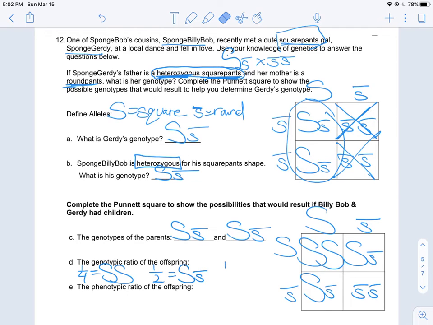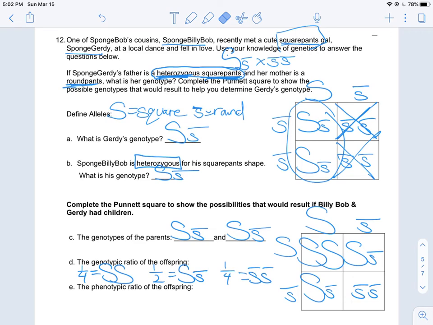And then 1/4 is homozygous recessive. Now, an easy thing to do to make sure you're on the right track is go back and add up your fractions. Make sure it adds up to 100% or 4 out of 4, which mine do, so I'm all set.